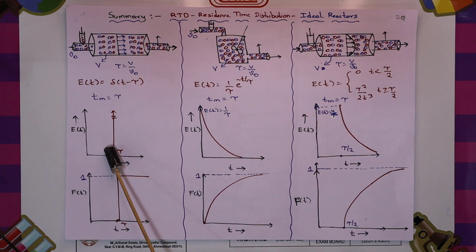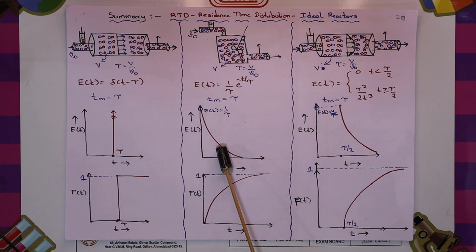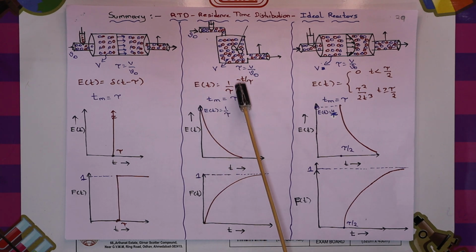In the PFR all the molecules come at one time, but in the CSTR, because of the mixing effect, some molecules come at an early time and some come at a later time. That is why it is called an exponentially decreasing function: at early times more molecules come out, and at later times fewer molecules come out. This is represented by the exponentially decreasing curve.